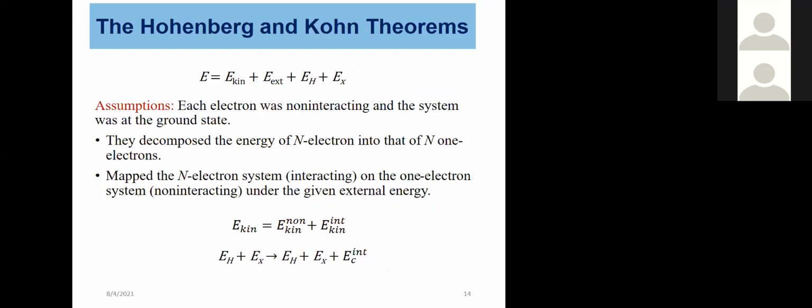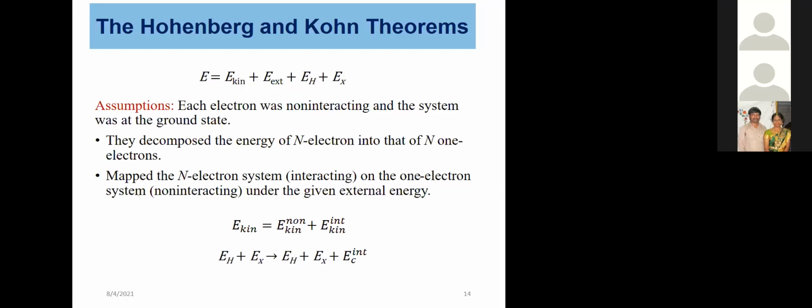If you remember the picture of the previous energy terms, the total energy of the system is composed of the kinetic energy of electrons, and we have the electron-nucleus interaction energy, that is E external, and the electron-electron interaction energy, that is E Hartree, EH, and we will have E exchange because of the antisymmetric nature of the wave function.